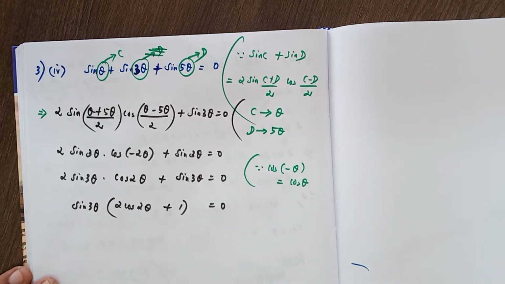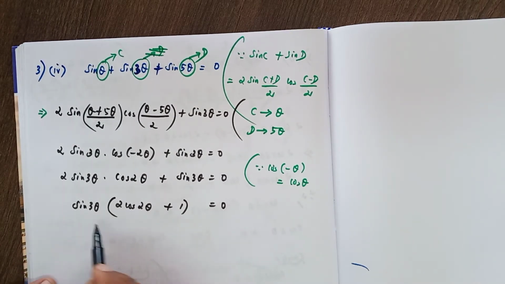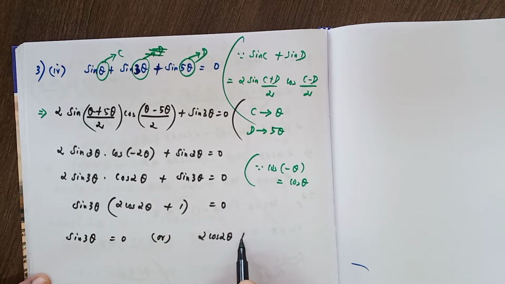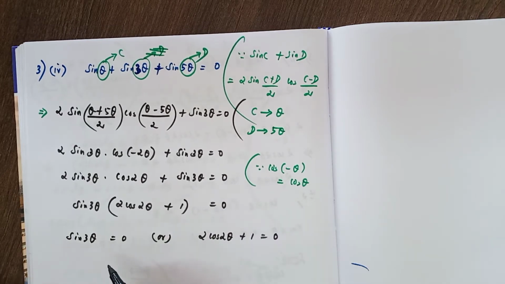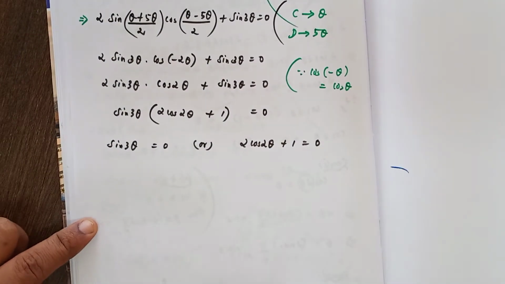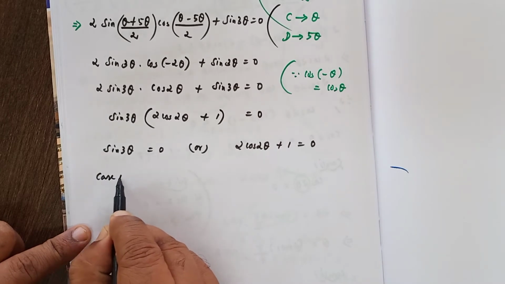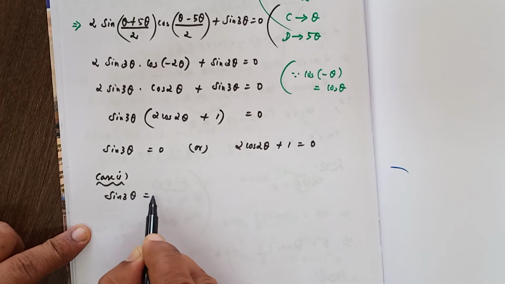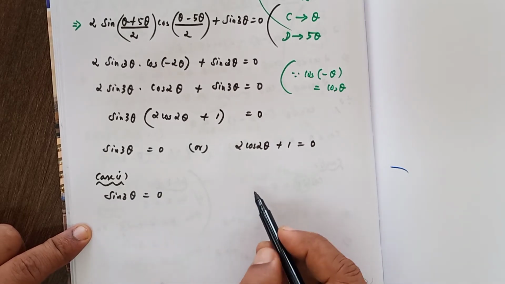So the product of these two equals 0 means either sin 3 theta equals 0 or 2 cos 2 theta plus 1 equals 0. So double cases. Now case 1: sin 3 theta equals 0.